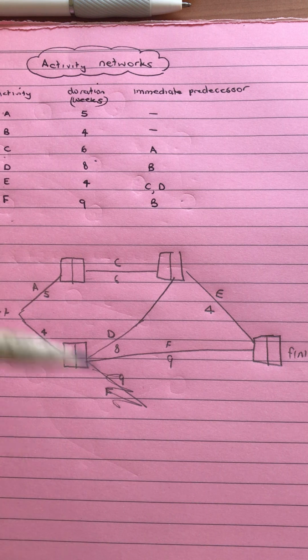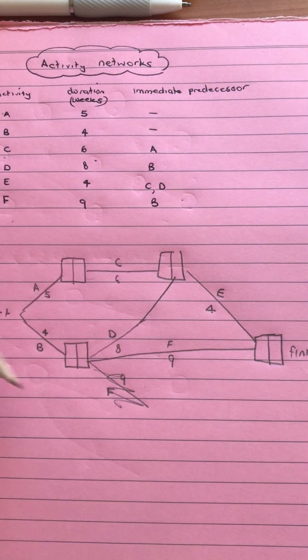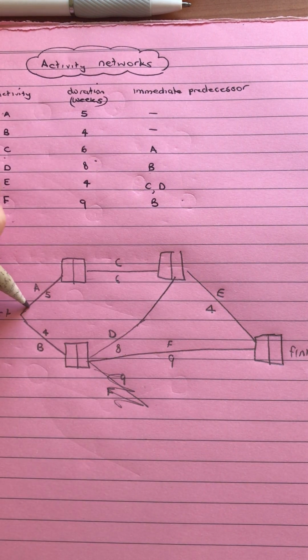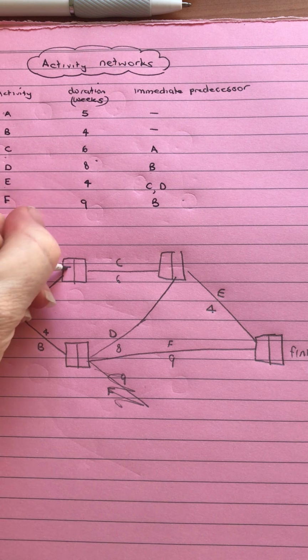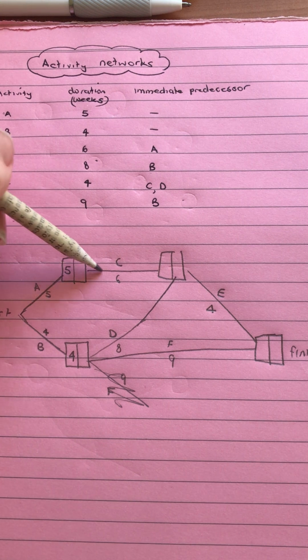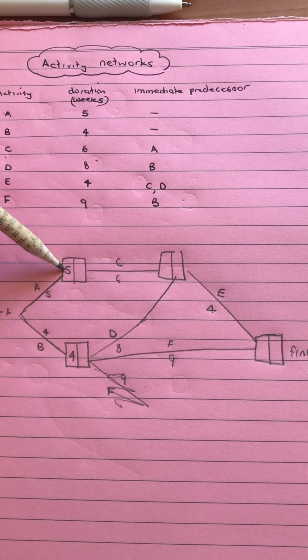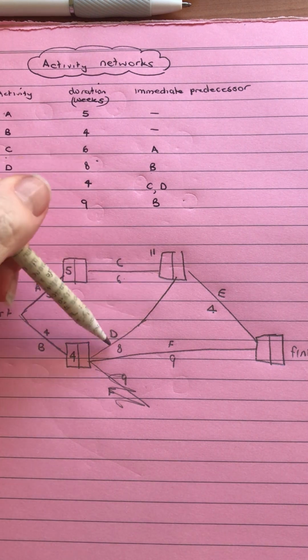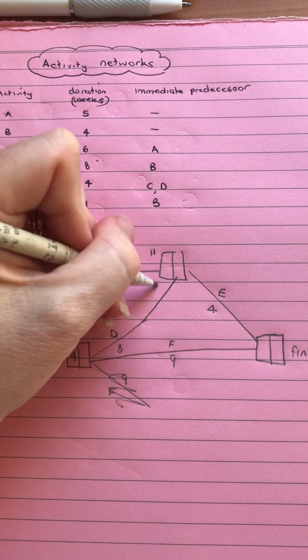Now when we go through doing our forward and backward scanning, as we work forward, we're always choosing the larger number to go in that first part of the box. We've only got one line coming in here, so that means we've got a 5 there. And then that one line gives us the 4. Here we've got the C coming in, so 5 plus 6 gives us 11. But we also have this D line coming in, and 4 plus 8 gives us 12.